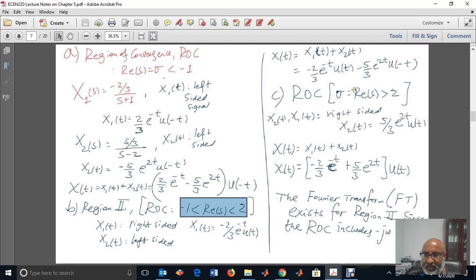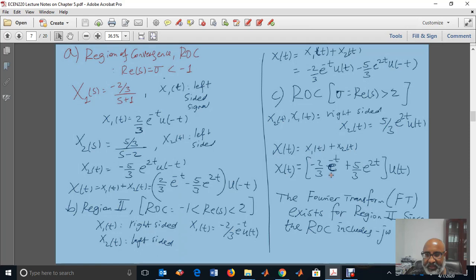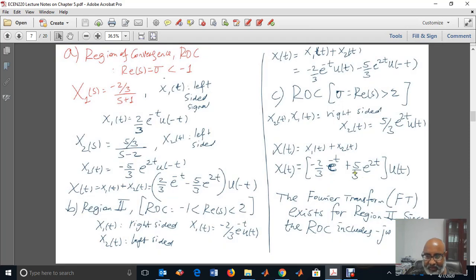And the last one, region of convergence greater than 2. Greater than 2 means both should be right-sided, x1(s) and x2(s). Both should be right-sided. So that means the first signal is minus 2 over 3 e raised to minus t, and the second is 5 over 3 e raised to 2t u t.